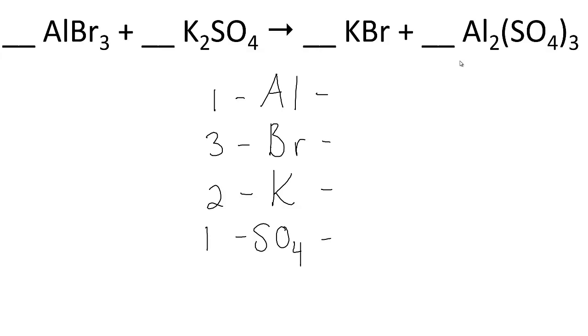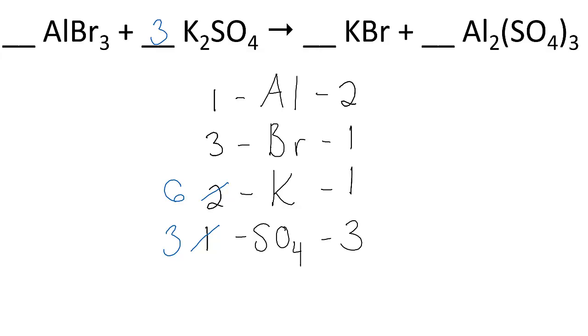So notice I have 1 aluminum, 3 bromines, 2 potassiums, and 1 sulfate group. Then on the right side, I've got 1 potassium, 1 bromine, 2 aluminums, and 3 sulfate groups. This 3 out here is for the whole group, so there are 3 of this group, and that's where it helps me save some time. Alright, so let's start by placing a 3 in front of the potassium sulfate. And the reason I did that was because I noticed sulfate was one of my more complicated parts of this equation. And so if I place a 3 outside of it, now I have 3 sulfates on the left and 3 on the right. That also changed my number of potassiums, so now I have 6.